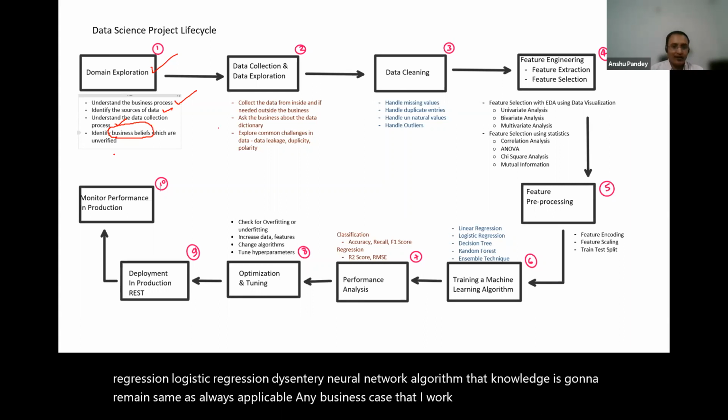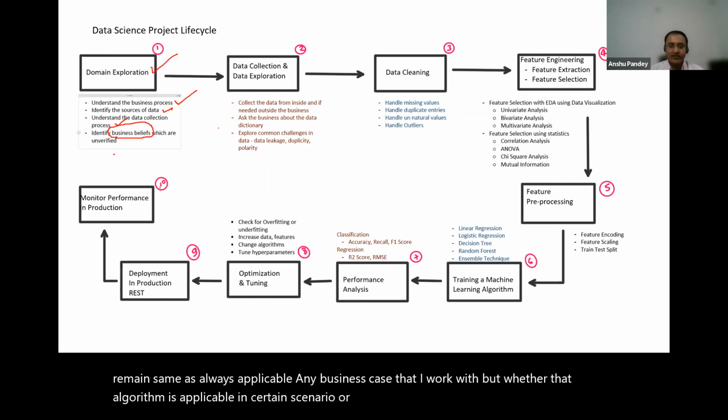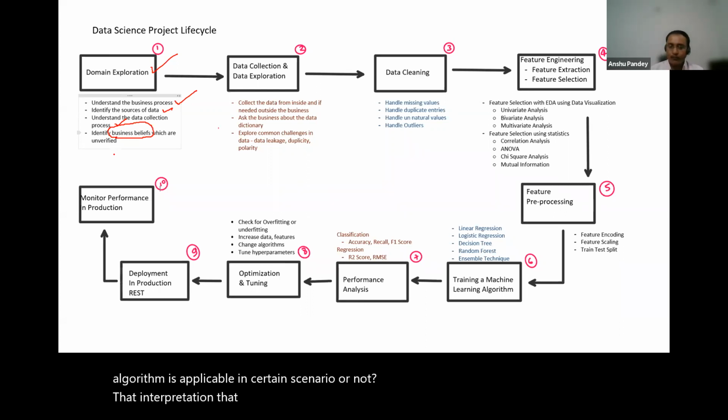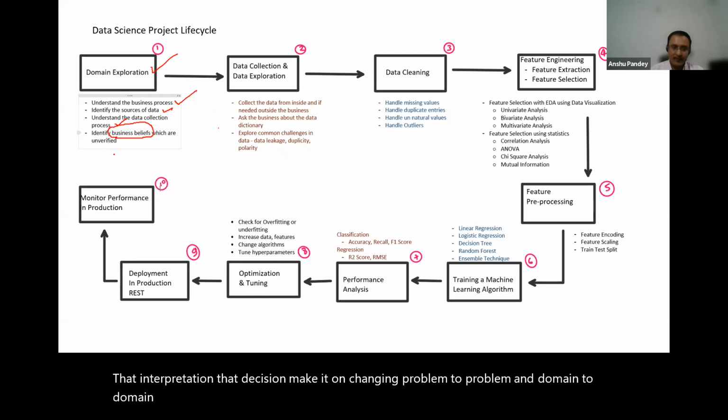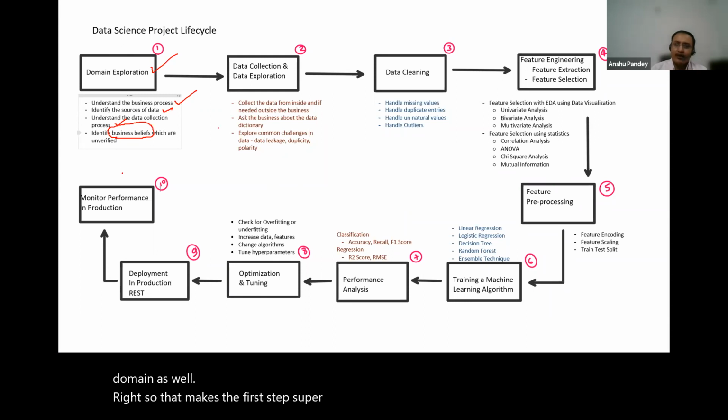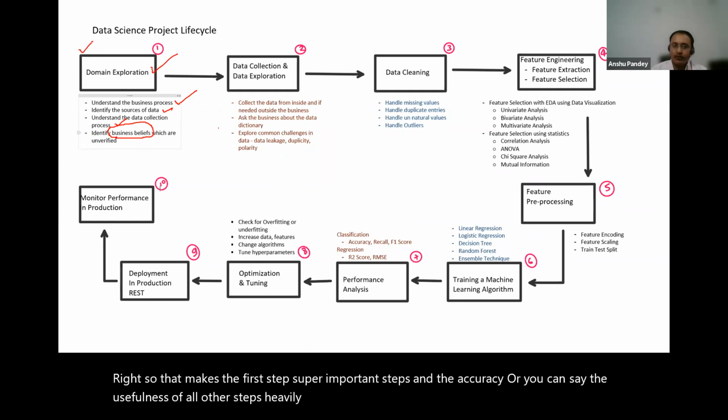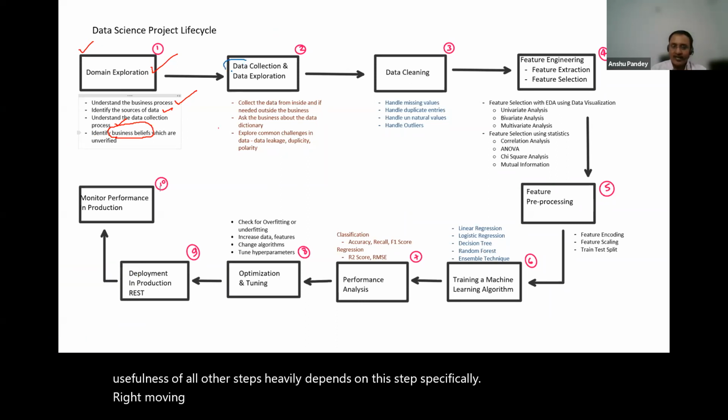But whether that algorithm is applicable in a certain scenario or not, that interpretation, that decision may keep on changing from problem to problem and domain to domain as well, right? So that makes the first step a super important step, and the accuracy, or you can say the usefulness of all other steps heavily depends on this step specifically, right?